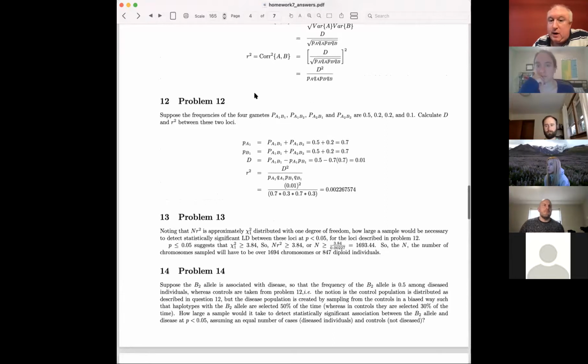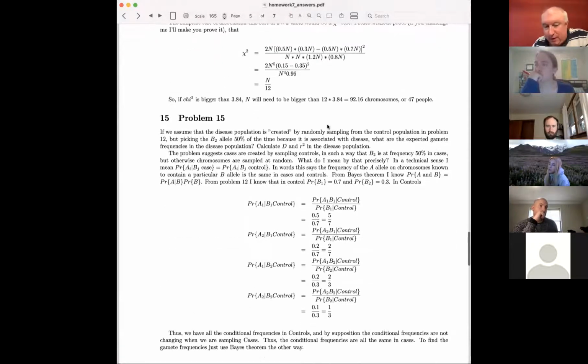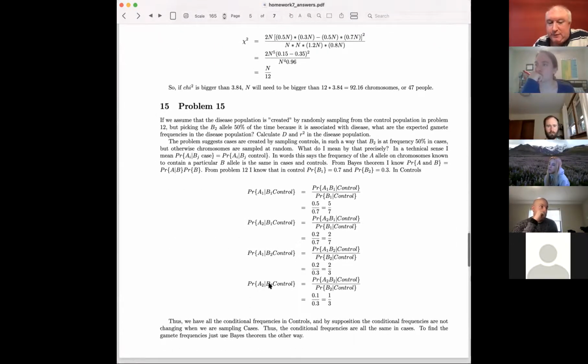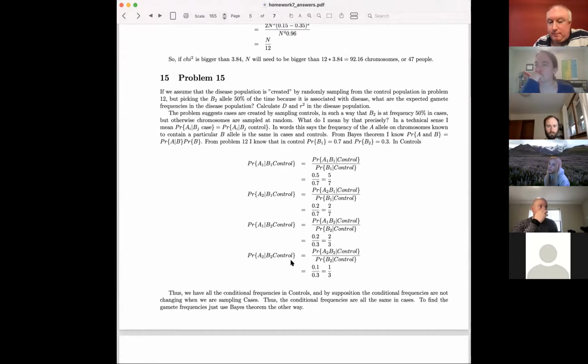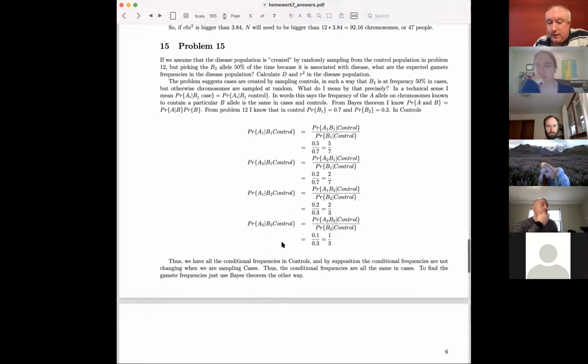The frequency of the A1 allele, given that you have a B1, is 0.5 divided by 0.5 plus 0.2. The frequency of the A2 allele is equal to 0.2 over 0.2 plus 0.1. Oh, yeah, I've said that right. I may have already confused myself. That might have been the conditional frequency of A2 given B2. Anyway, those are the conditional frequencies in controls, but what we want to do is figure out cases.